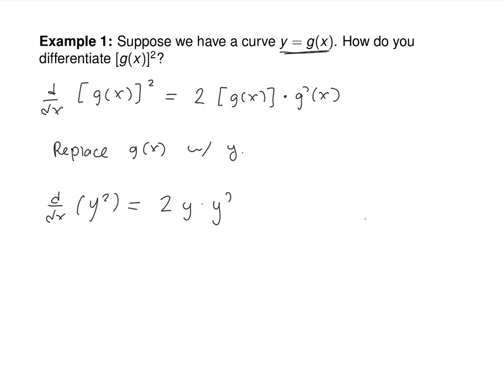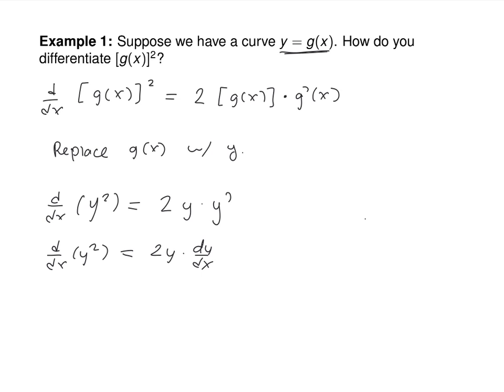Let's write it a different way. Let's write it that the derivative of y squared is 2y times dy dx. That's the same thing, just different notation, right? Do you buy that? Really, you buy it for this one, right? All I did was replace g of x with y, and that's what it looks like. Okay, that's the point.